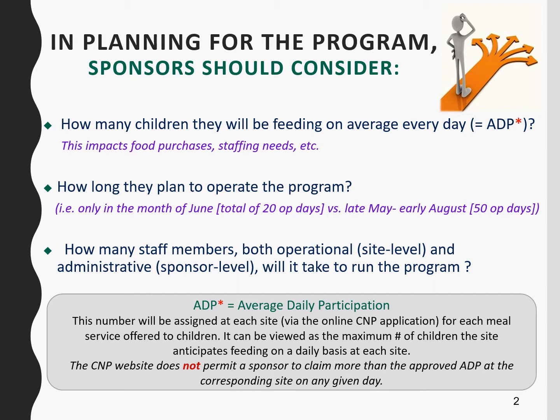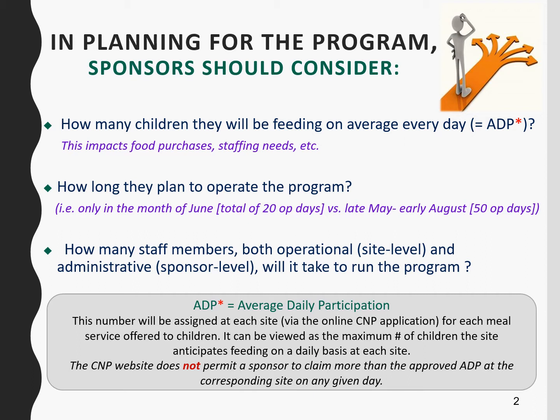This number will be assigned at each site on your online CMP application for each meal service offered to children. It can be viewed as the maximum number of children the site anticipates feeding on a daily basis. The CMP website does not permit a sponsor to claim more than the approved ADP at the corresponding site on any given day.